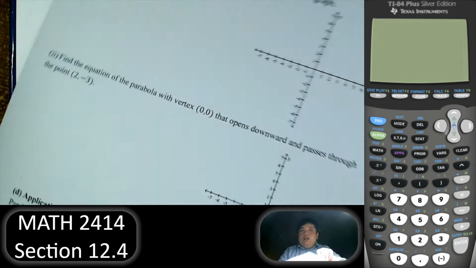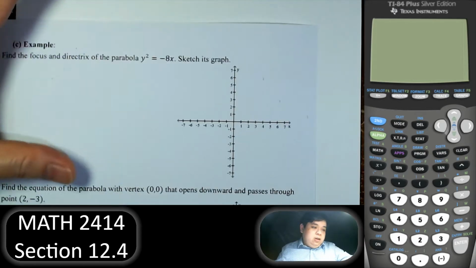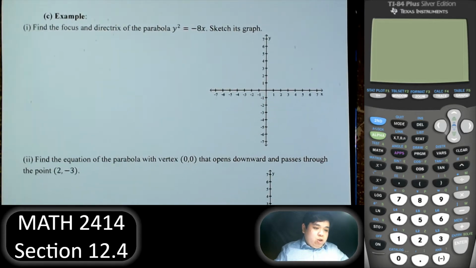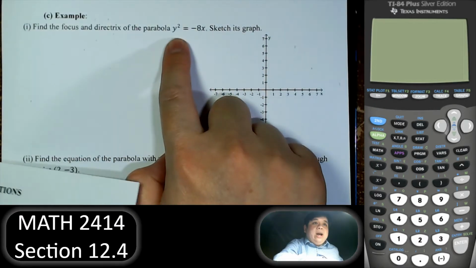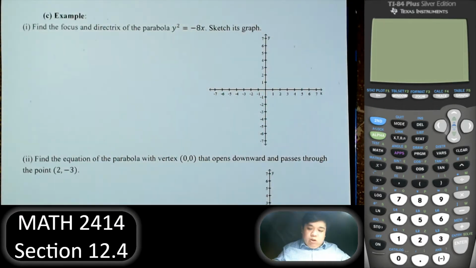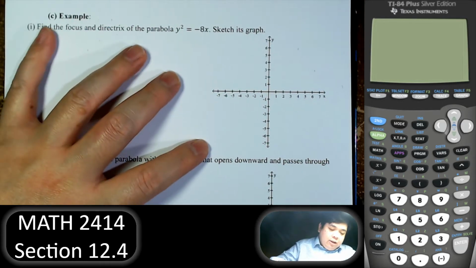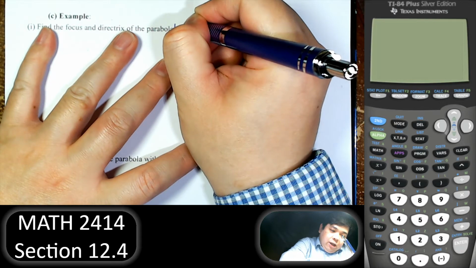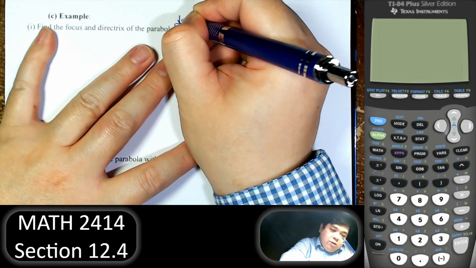Right. So let's look at the first example. Find the focus and the directrix of the parabola y square equals negative 8x. Now this is y square. Let's just do reasoning here. If it is y square, this of course is horizontal.